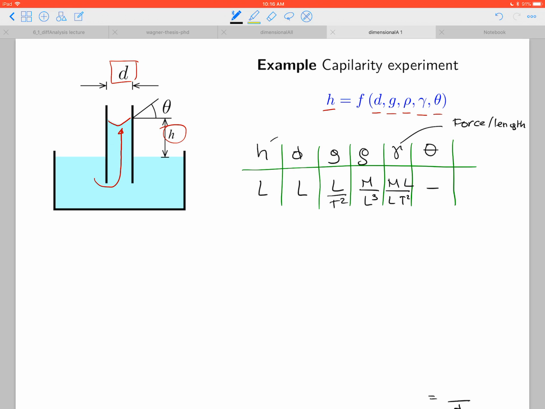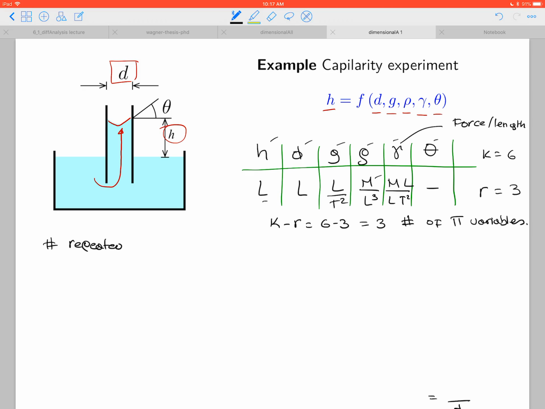So the number of variables that we have is 1, 2, 3, 4, 5, 6. So k is equal to 6. And the number of reference variables: we have length, mass, and time. We have 3, so r is equal to 3. So k minus r is equal to 6 minus 3, which is equal to 3, and this is the number of pi variables. The number of repeated variables is then r, equal to 3.